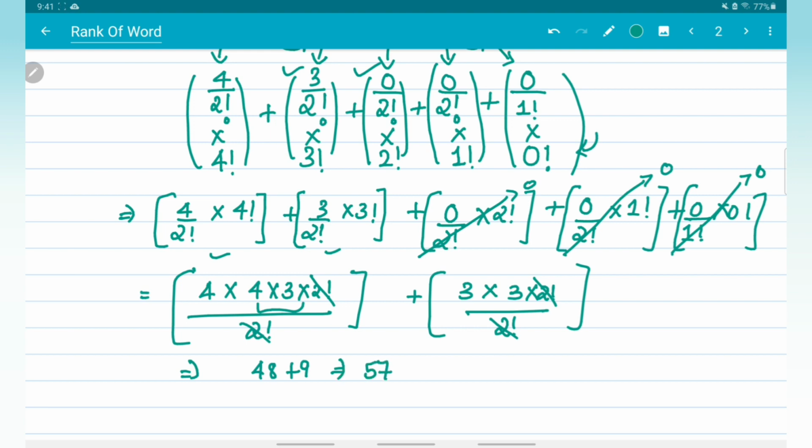Now this 57 is all the words which were formed before the word small. So in order to get the rank of that word small, we have to do 57 plus 1, which is equal to 58. So 58 is the rank of the word small. Okay, 57 were the words before small that were coming in the dictionary, and 58 is the rank of that particular word small which we had to find. Okay, now let's see the next question.